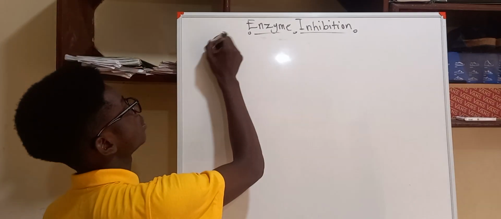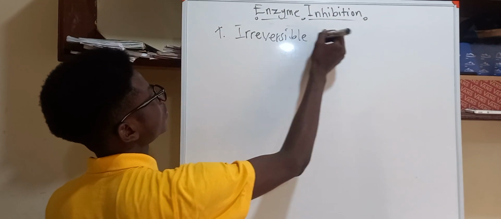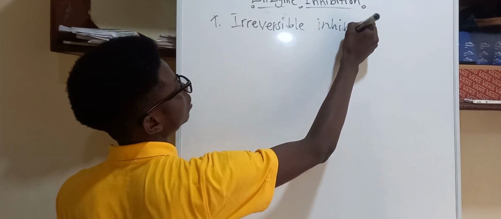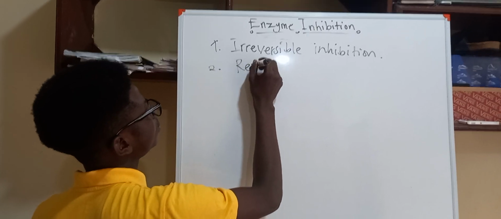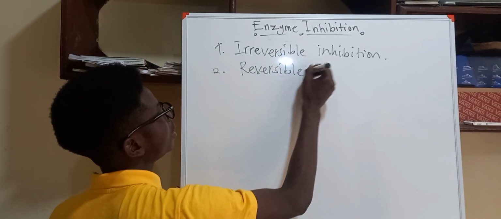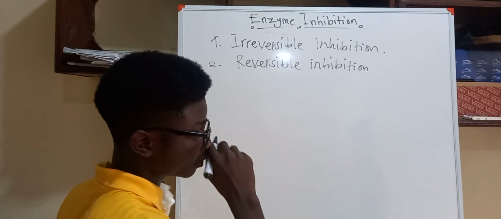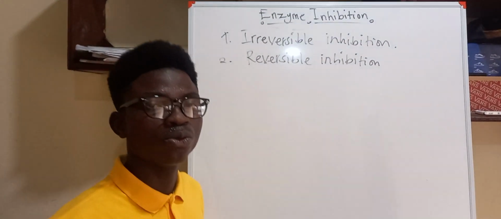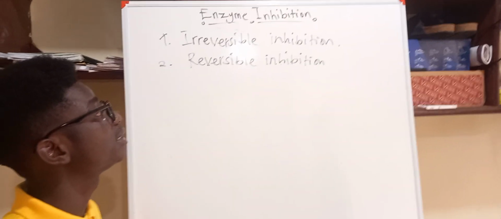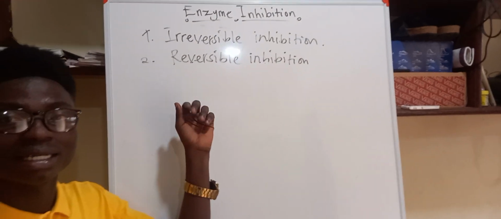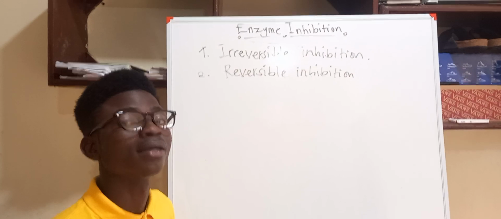We have the first one known as the irreversible inhibition, and the second we have the reversible inhibition. Okay, so basically these are the two types of inhibition: irreversible inhibition and then reversible inhibition. Now from the name, I think it is self-explanatory. All right, so let's go.